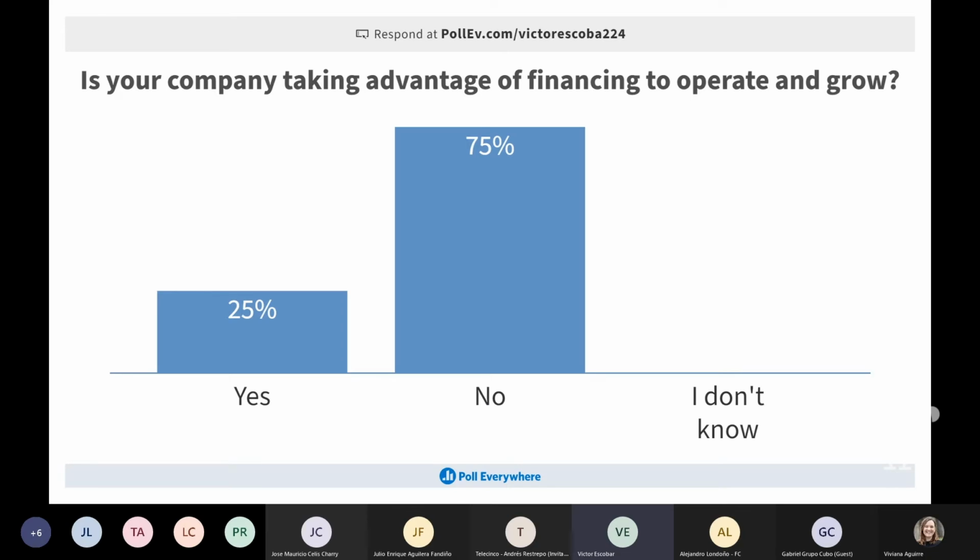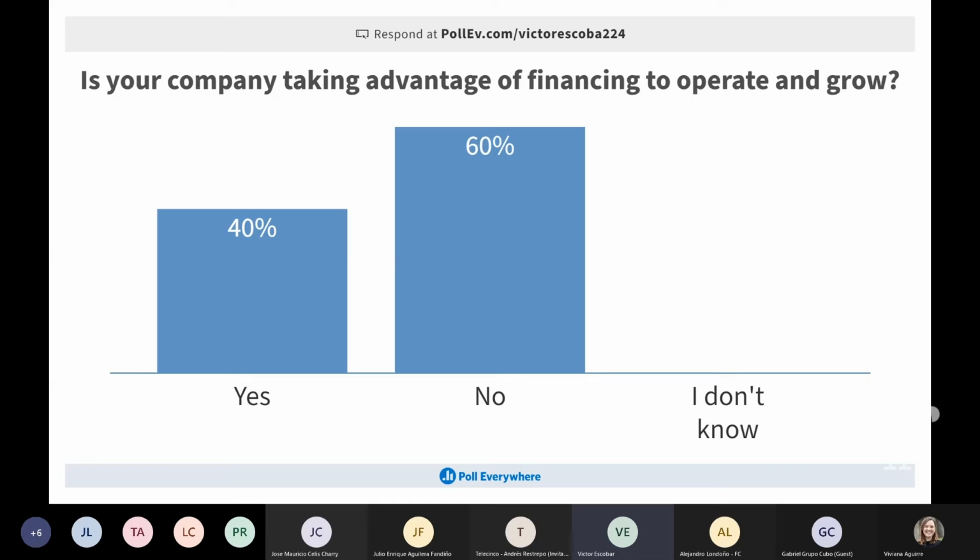Okay, so we have 25% yes, 75% no. So, having leverage is good. Some companies think that getting a loan will create a lot of debt and it's not going to be that profitable. But if you get a loan at the right moment and you have the cash flow to pay that loan, that will be pretty helpful for having a healthy financial status in your company.